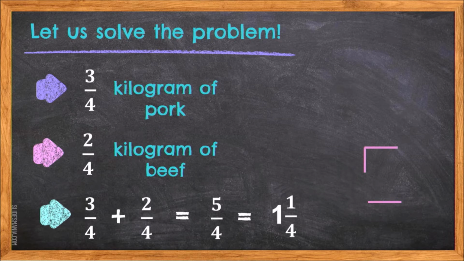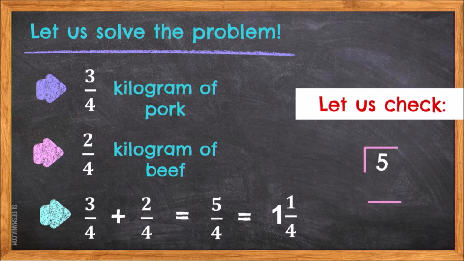Since 5/4 is an improper fraction, we will make it a mixed fraction. So 5/4 is equivalent to 1 and 1/4. Let us check if our answer is correct. We will divide 5 by 4. So 5 divided by 4, how many 4s can we get in 5? Very good, only 1. After that, we will multiply 1 and 4. So 1 times 4 is equal to 4. And then we will subtract. 5 minus 4 is equal to 1.